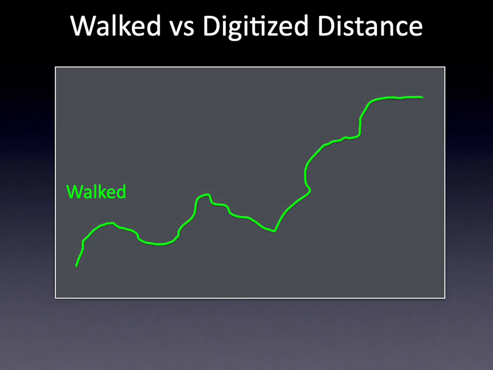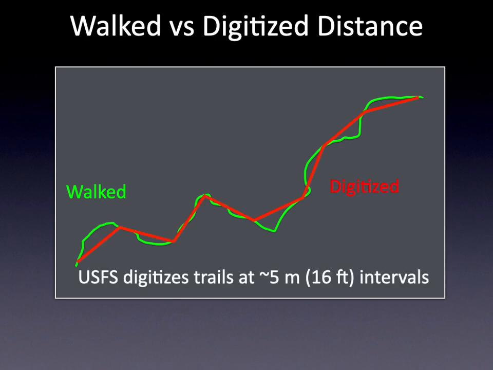Now, another thing to know about digitized trail is that, of course, when we're walking, we're dodging individual boulders, stepping over roots, around tree trunks, and so on. But a digitized trail doesn't look like that. A digitized trail is a series of straight line segments, usually at a fairly even spacing. And as I mentioned, the Forest Service digitizes trails at about 5-meter intervals.